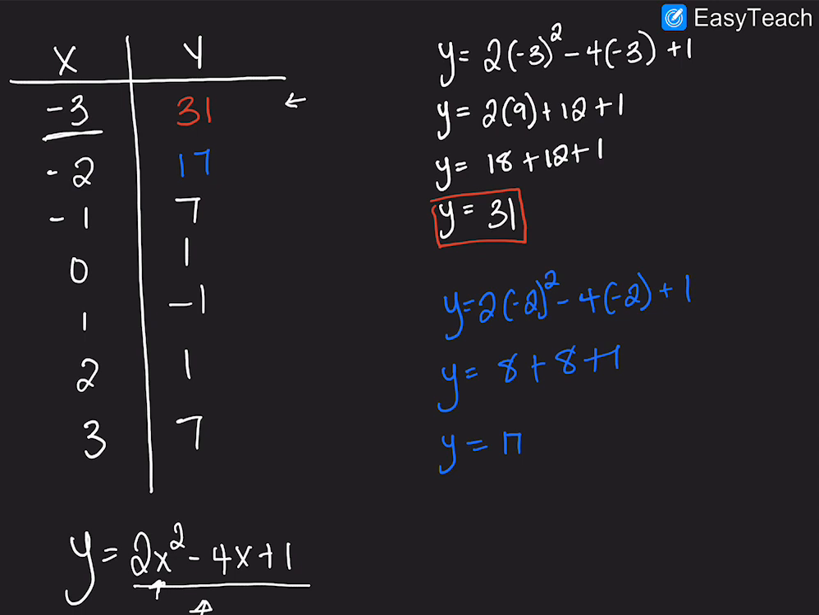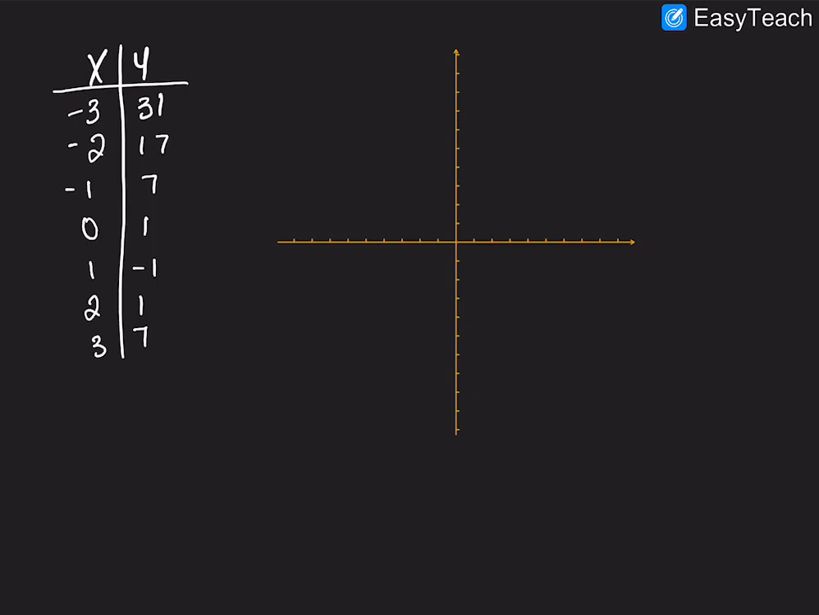Okay, so here is the final answer for the table. So now we have what the table looks like. We've filled in our x and y, and here comes the easy part, right? Which is to graph this, put it into the graph. Here we have a graph, and we are going to just graph our points. Pretty simple. Put your points.